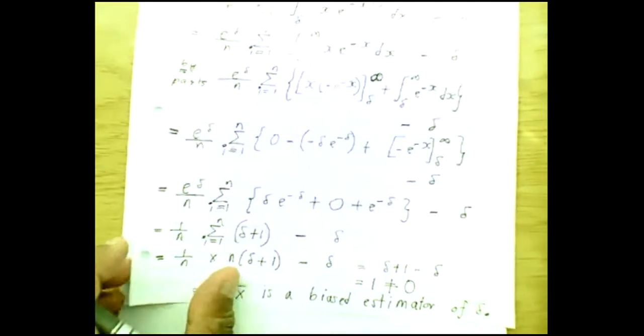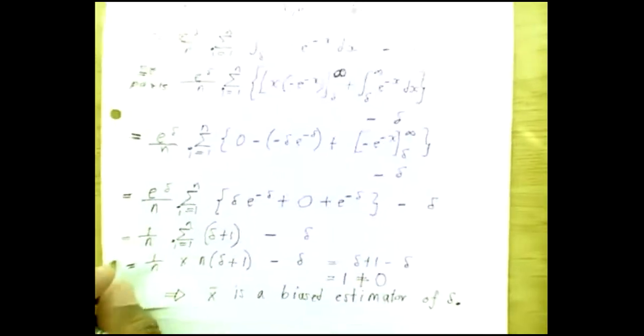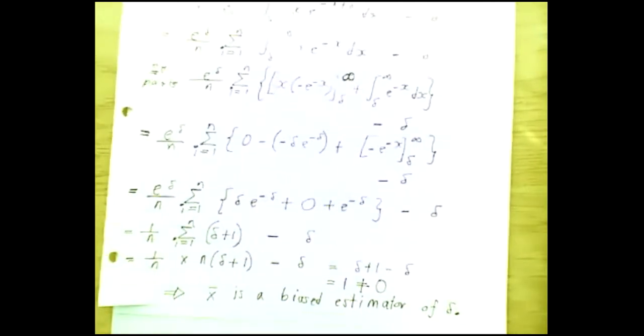It's a biased estimator of delta, right? Are you guys okay with this or no? Yeah. Did you? Hello, guys. If you're not okay, how did you get rid of the exponential?